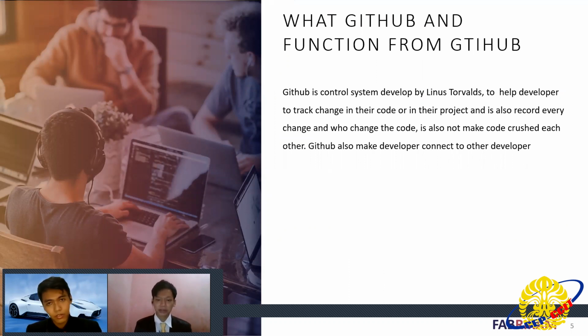What is GitHub, and what is the function of GitHub? GitHub is a version control system developed by Linus Torvalds to help developers track changes in their code and in their project. It also records every change made to the code, and it does not make code crash into each other. GitHub also makes it easier for developers to connect with other developers. Next.